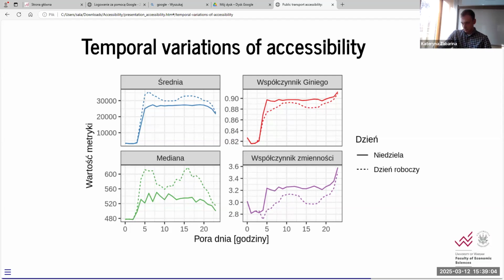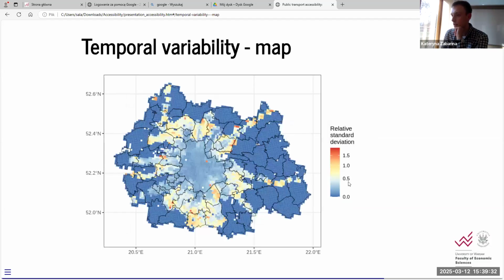We can see it on the average and median plot. Okay. And we can also see here the hours of operation of public transport, so that around 4 o'clock it is the lowest since midnight. Okay. And also I thought it would be valuable to look at it in the temporal dimension.